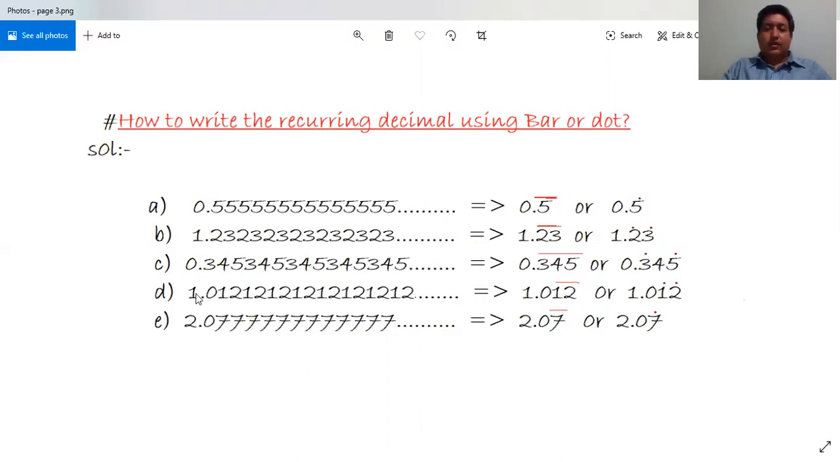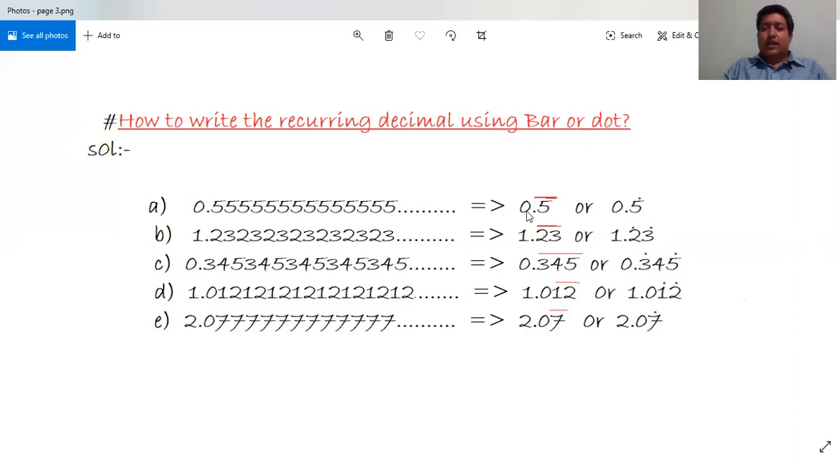Now, how to write 1.012121212? Same thing here, 1 2 is being repeated. So you can write 1.012 with a bar over 1 2. I hope you can understand easily now. The last one, how to write 2.077777? We write 2.0 with a bar over 7. Similarly, 2.07 with a dot over 7. Okay, so now I think you can understand how to read it also.